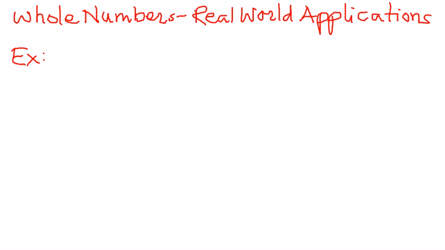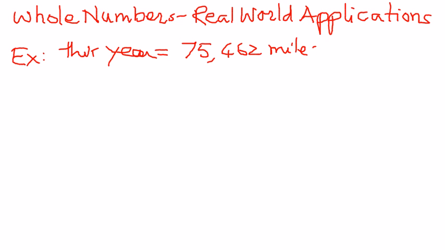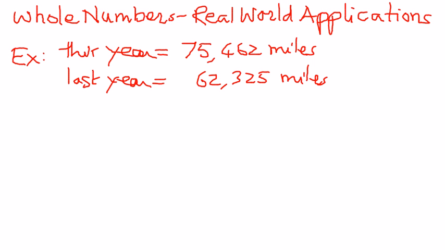Let's say this year, the odometer reading on our car is 75,462 miles, and then last year the odometer reading on our car was 62,325 miles. So these types of problems are subtraction related problems, and this is a real world application.